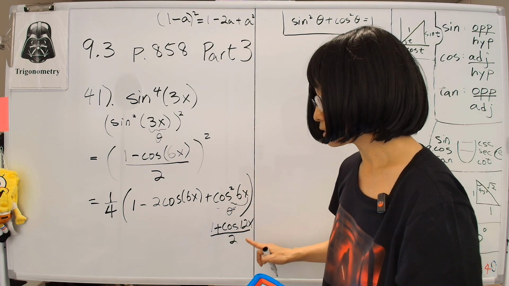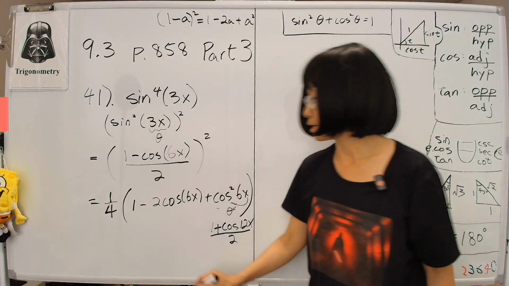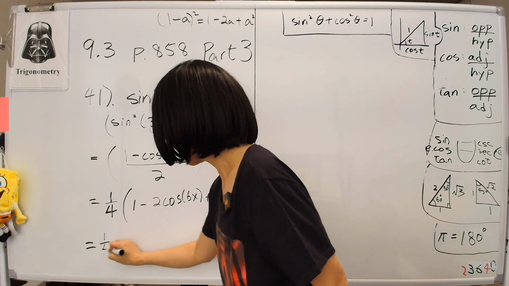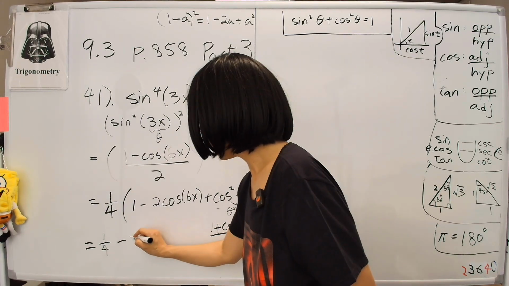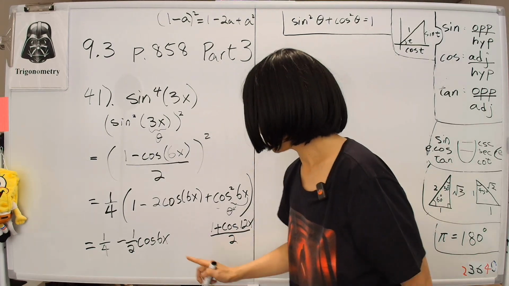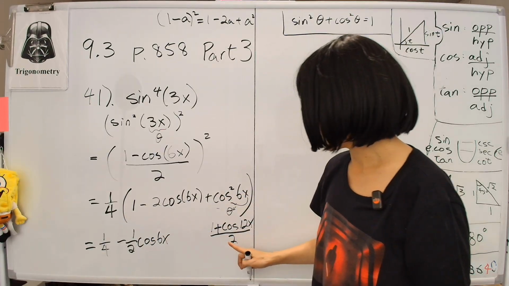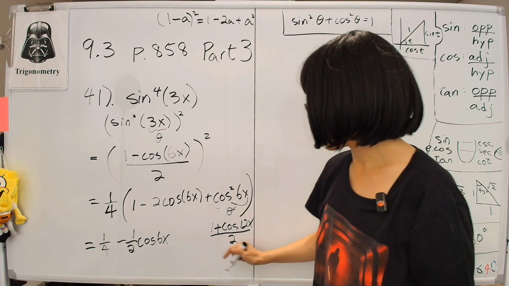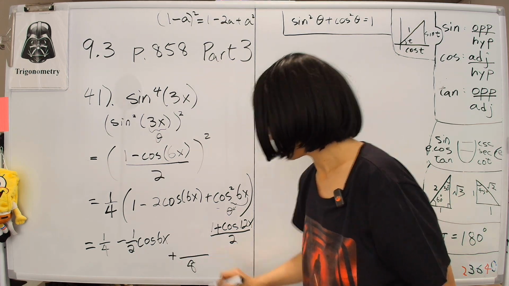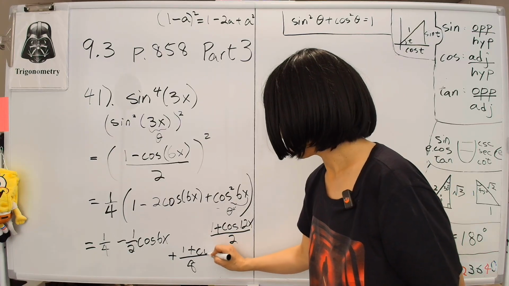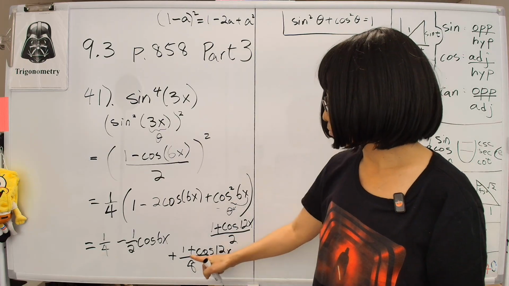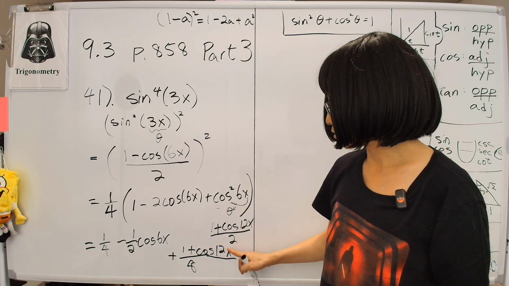Now let's multiply the whole thing together. That will be equal to 1/4 times 1. That is just 1/4. And then 1/4 times 2 becomes 1/2 cosine of 6x. And then lastly, 1/4 times this, times half, is going to be 8 down here, and then 1 plus cosine of 12x. So you can break that into 1/8 and then cosine 12x over 8.